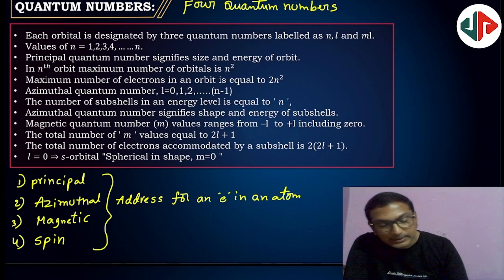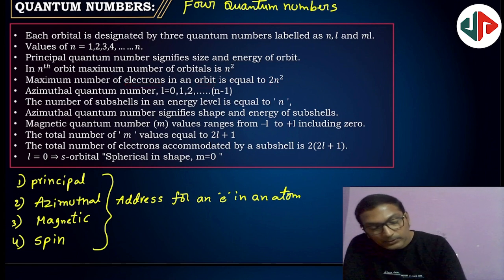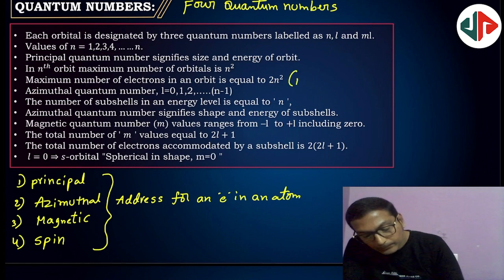Its significance is very, very important. The values of n are 1, 2, 3, 4 and so on. The principal quantum number gives information about the size and energy of the orbit. The number of orbitals in an orbit is equal to n square. The number of electrons in an orbit is equal to 2n square. This 2n square is known as the Bohr-Bury rule.